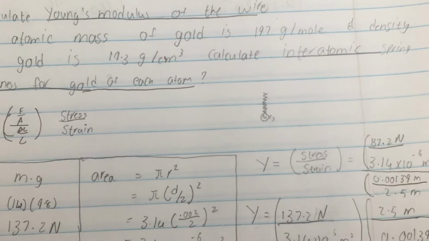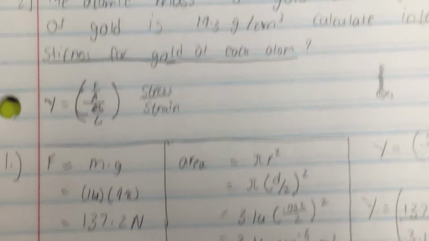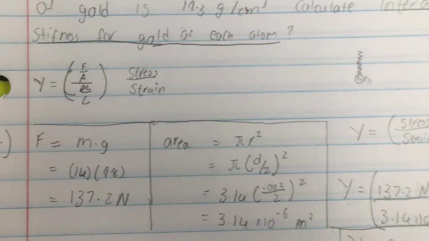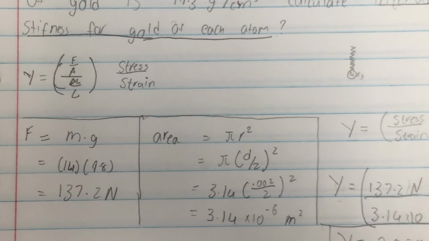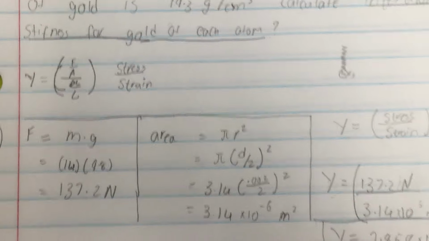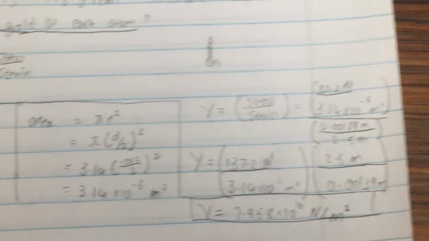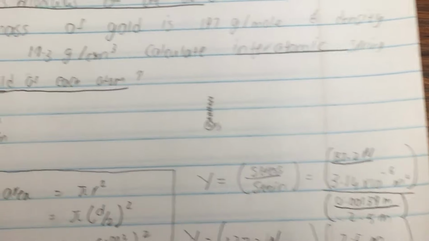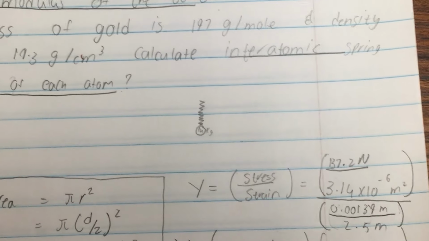for each atom. So, to find the Young's modulus, we use the equation Y equals stress over strain, where stress is equal to the force over area, and strain is equal to delta L over L, where delta L represents the compression or stretch, and L represents the initial length of the wire.